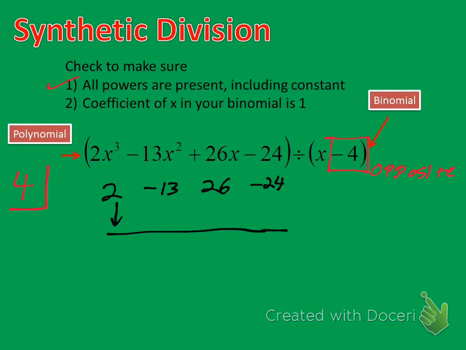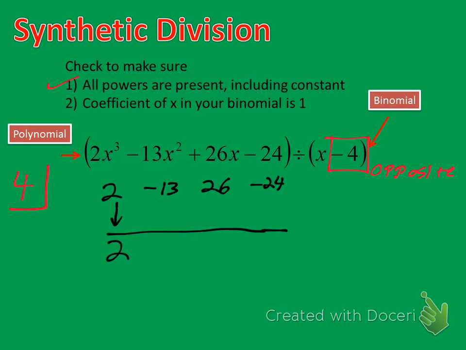Put an arrow underneath your first one. That first number. Okay? Put that arrow there. Now, what do you think that arrow means? Slide the number down. Good. Slide the number down. Okay?